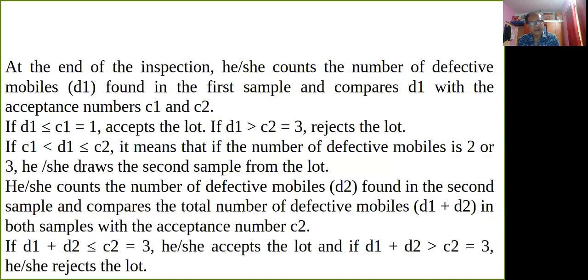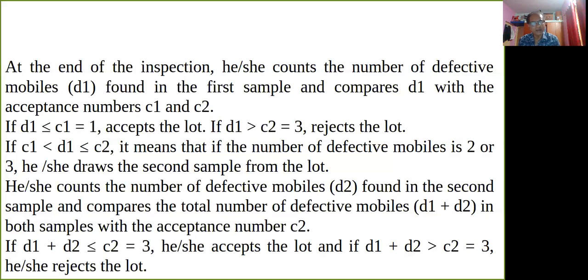So, a second sample from the lot. Here she counts the number of defectives, D2, found in the second lot and compares the total number of defectives. Now, he has to count D1 plus D2. So he will add both the defectives, D1 and D2, from both the samples, and compare with the acceptance number C2.